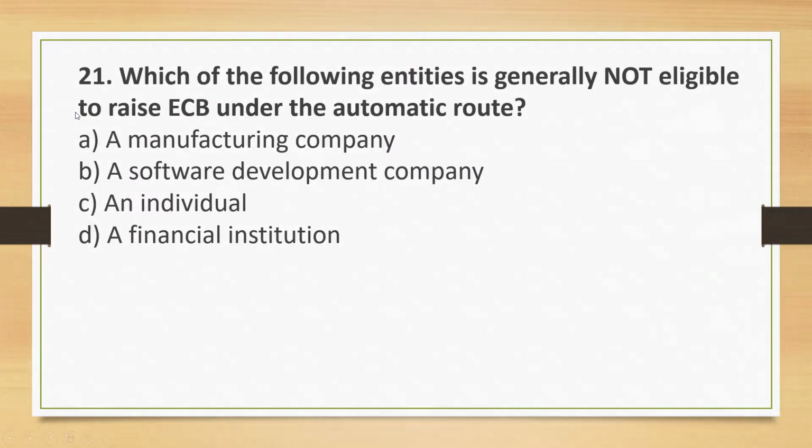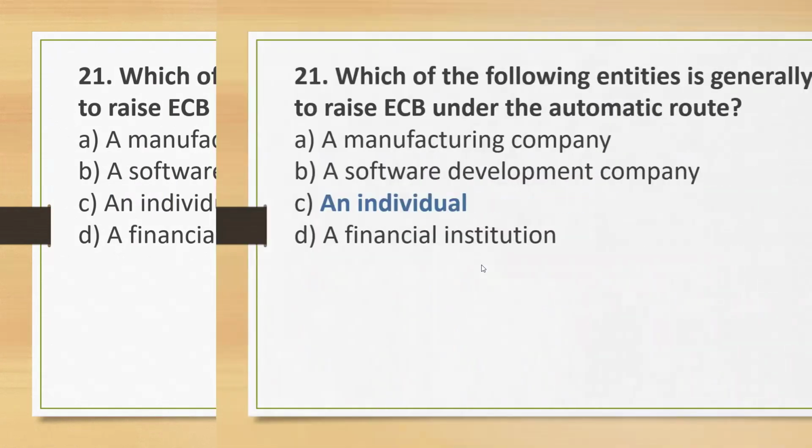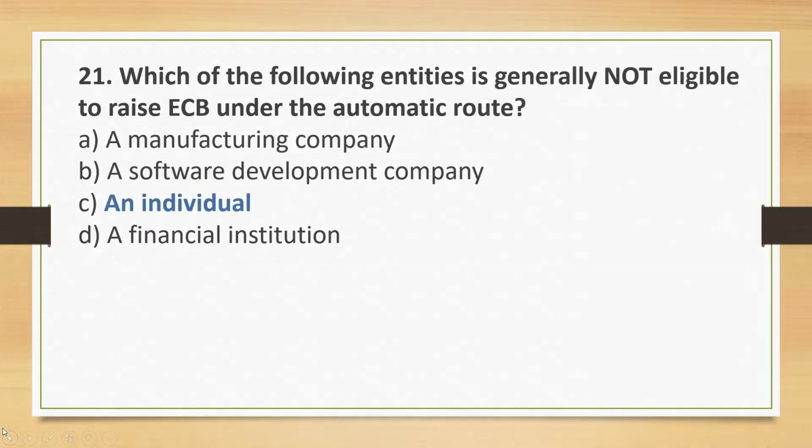Question number 21. Which of the following entities is generally not eligible to raise ECB under the automatic route? A manufacturing company, a software development company, an individual, a financial institution. Let's see the right answer. The correct answer is individual. So individuals cannot raise ECB. Okay.